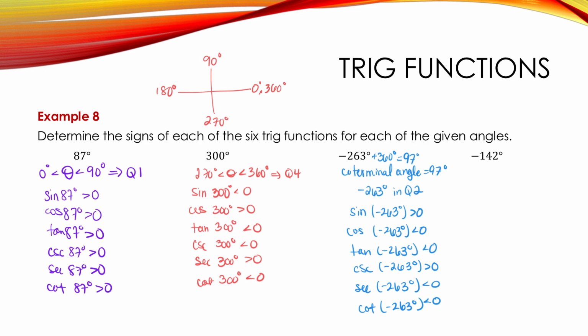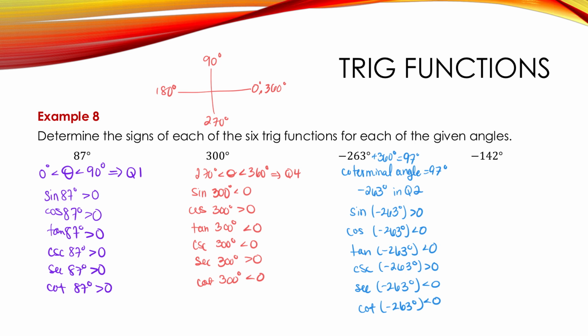So I would like for you to find the coterminal angle for negative 142 degrees, determine what quadrant it's in, and then determine the 6 trig function values for that angle. So you can hit pause and try it on your own, and then you can hit unpause and we'll do it together. I'm hoping you took a moment to do that. If not, you just waited for me to sit here.